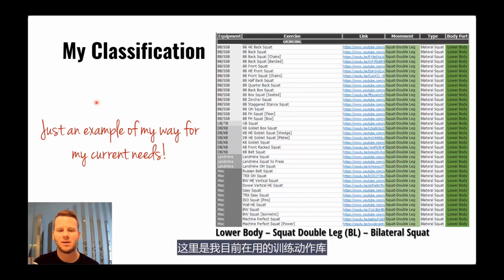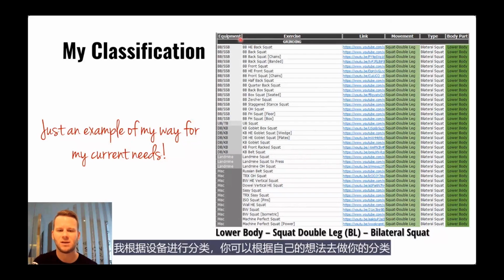Another example, just an example of my current needs, of a builder that I have made. This is an example for lower body, squat, double leg, bilateral movements, using different implements or equipment that you have. Again, it's up to you how you will do it. There are many, many different ways to do this.